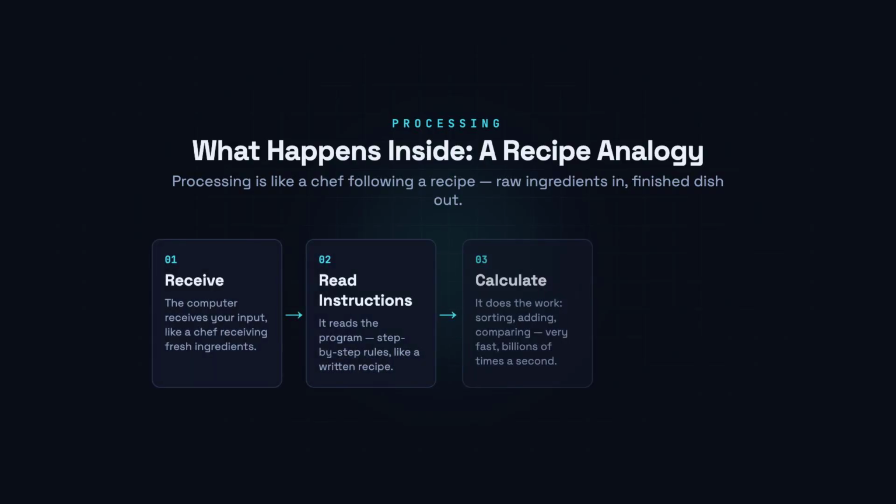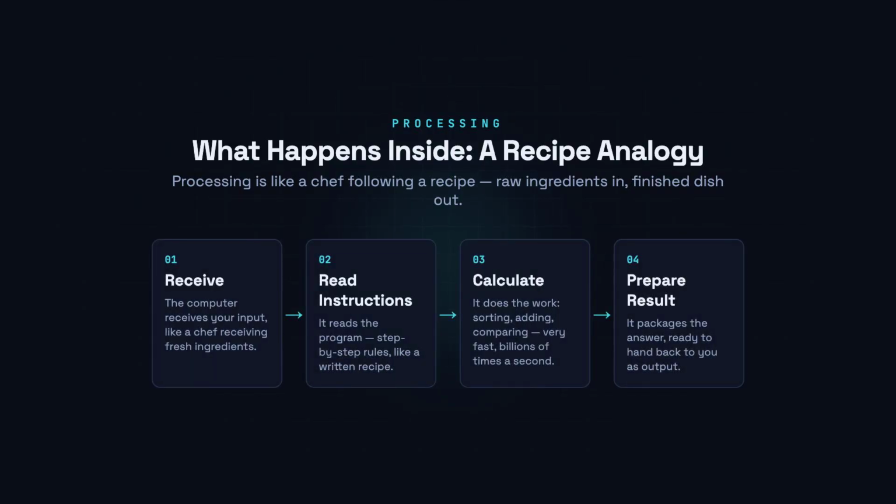Processing is the step in the middle where the real work happens. The computer reads a set of instructions called a program, follows them step by step, and prepares a result. It all happens inside a chip called the CPU, the brain of the computer.